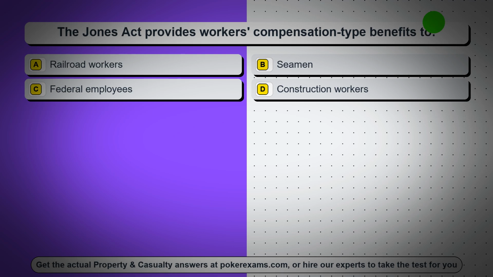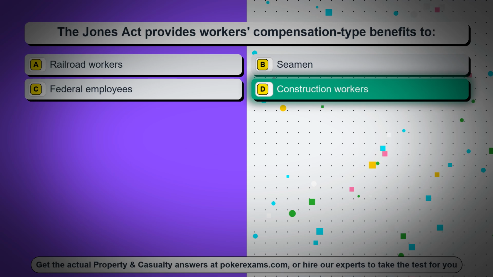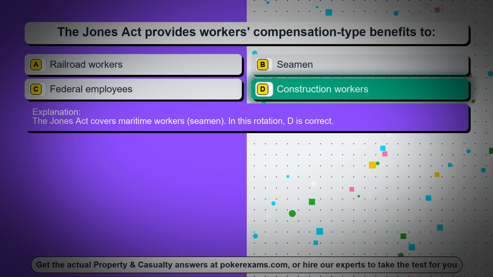Question 34. The Jones Act provides workers' compensation type benefits to Option A. Railroad workers, Option B. Seamen, Option C. Federal employees, Option D. Construction workers. The correct answer is Option D. Construction workers. The Jones Act covers maritime workers, seamen. In this rotation, D is correct.